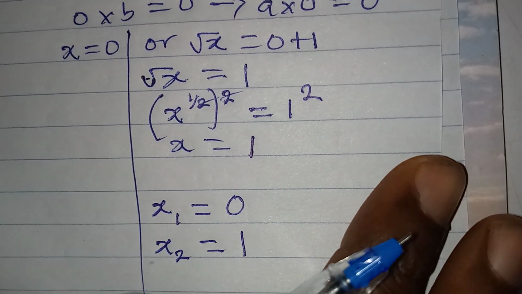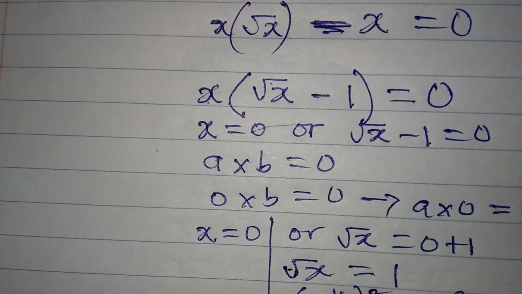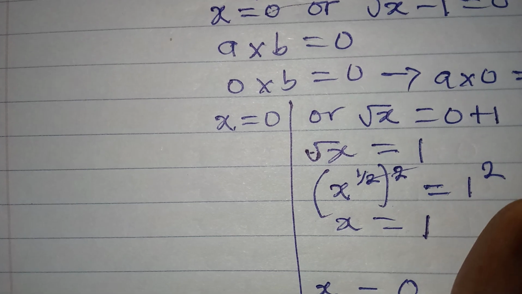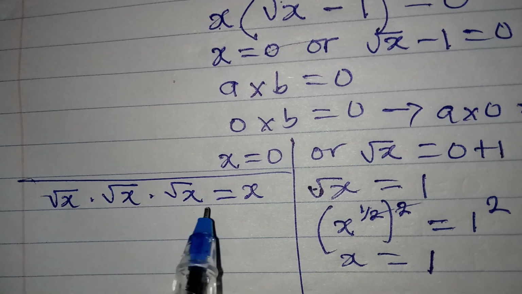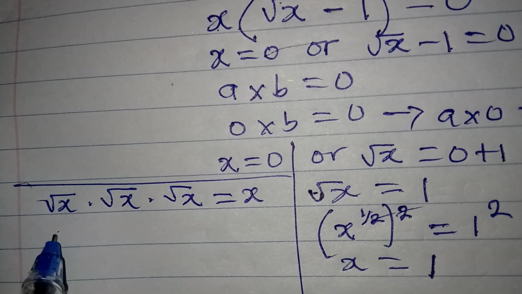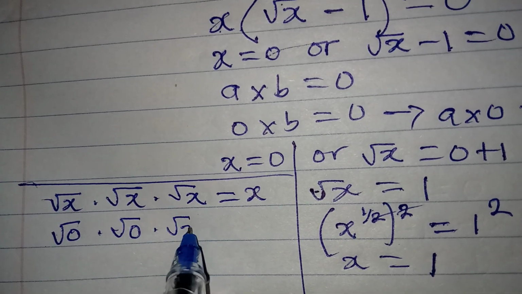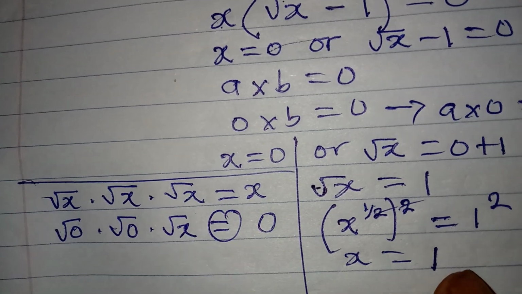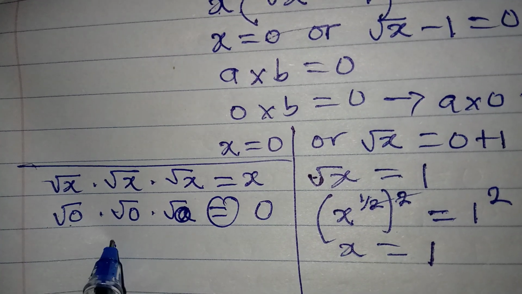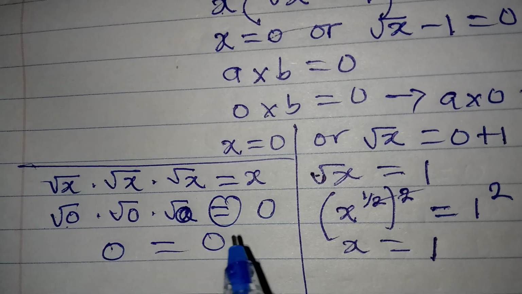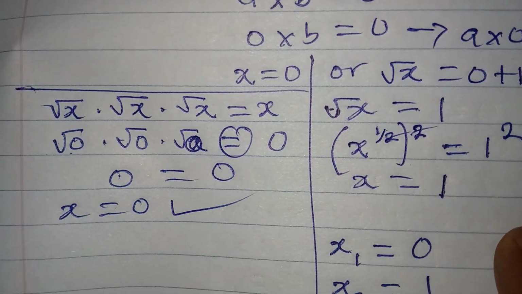Now let's go back to the original equation and put in these two values to make sure that we are correct. Okay, so I'm going to write the original equation on this side. So this is the original equation, but then if x is 0, then we have square root of 0 times square root of 0 times square root of 0. Will it be equal to 0? And the answer is yes, because square root of 0 times whatever is there is 0, and that will be equal to 0 on the right, meaning that x is equal to 0 satisfies the given equation, right?